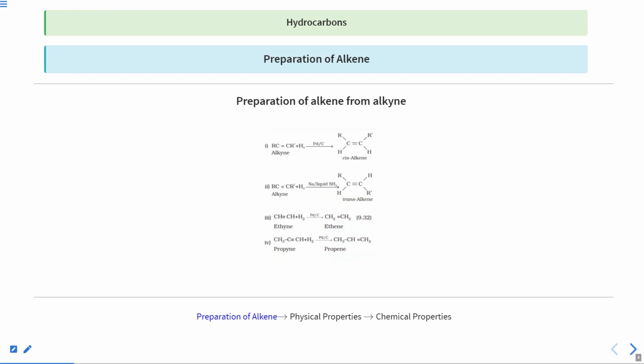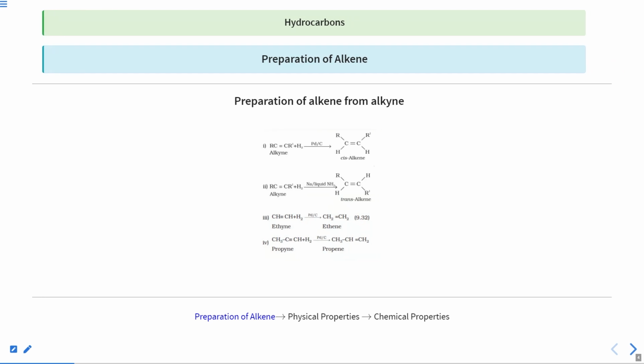Now, next, here is the reaction. So here is your alkyne. When we are doing it in the presence of palladium and charcoal, we are adding the hydrogen. Then this alkyne is getting converted to cis alkene. Now, why is it happening? In this type of addition, you can see that both of the hydrogens are being added on the same side. You can see that this hydrogen and this hydrogen are on the same side.